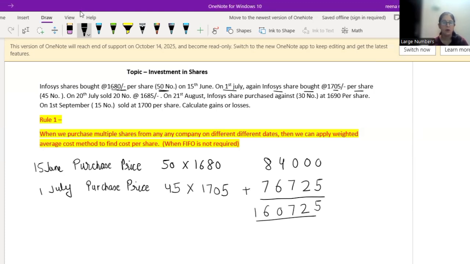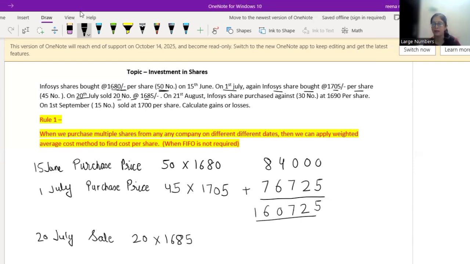Now what happened on 20th July: we sold some shares. How many shares did we sell? 20 at the rate of 1,685 each share. So let's write down, on 20th July, we made a sale transaction. So we can write sale here. How many shares did we sell? We sold 20 shares at the rate of 1,685 per share.